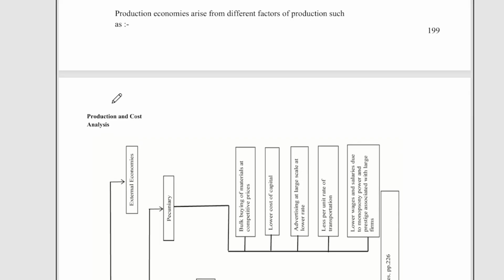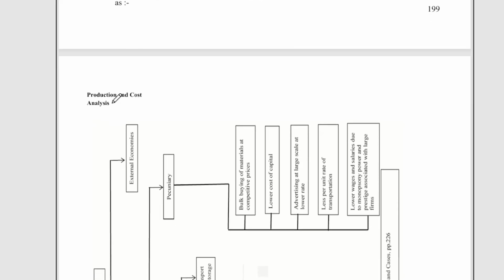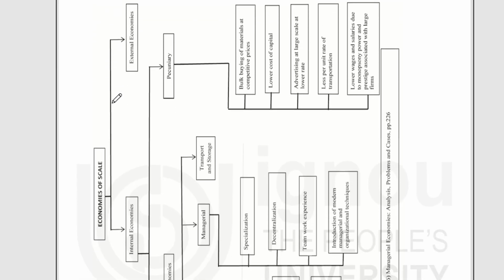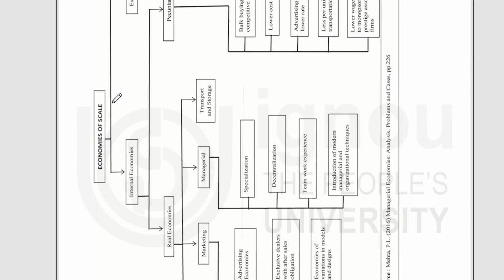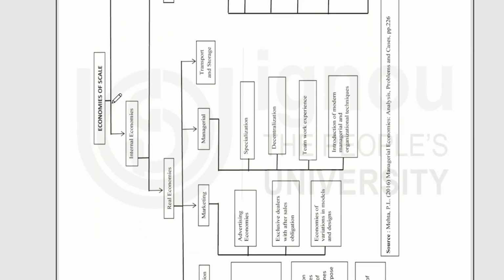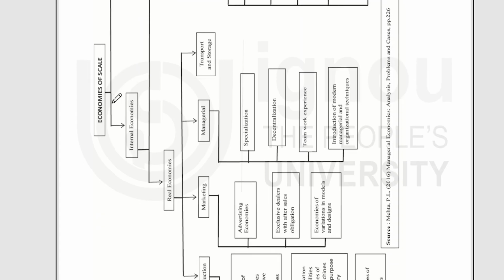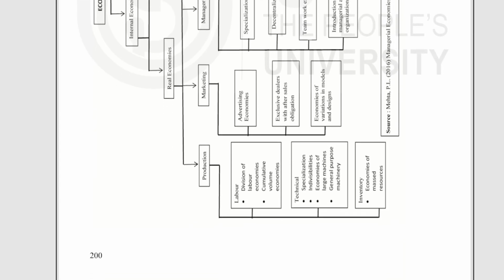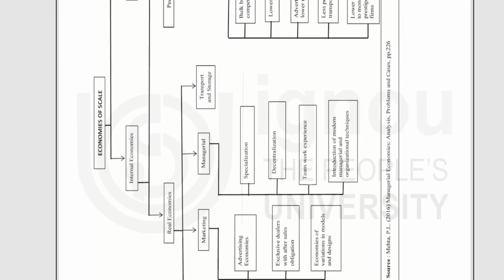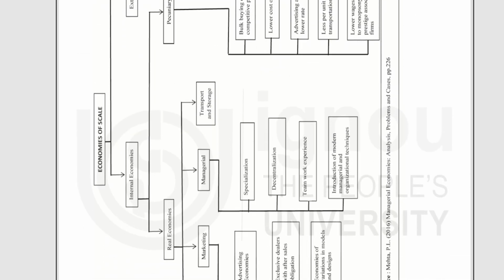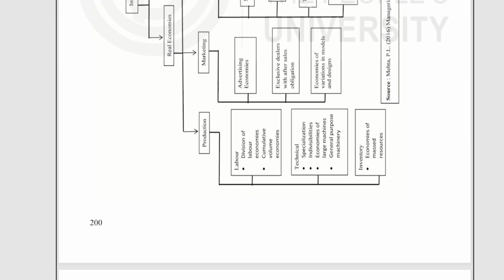Production economies arise from different factors of production, such as in this chart on economies of scale. Please refer to your IGNOU study material MMPC 010, where you can refer to this chart, so then it is more clear. Please go through your IGNOU study material.